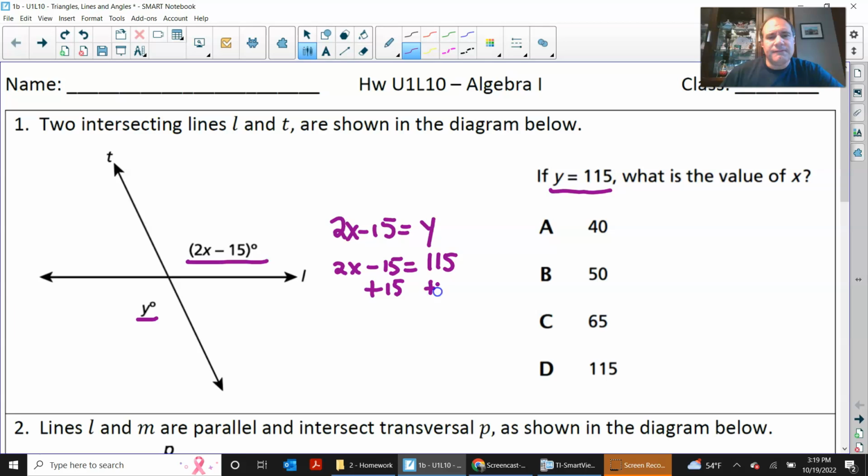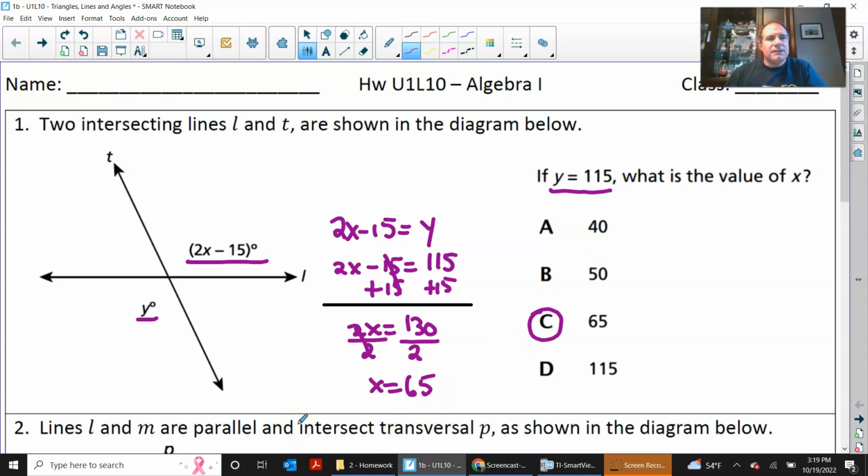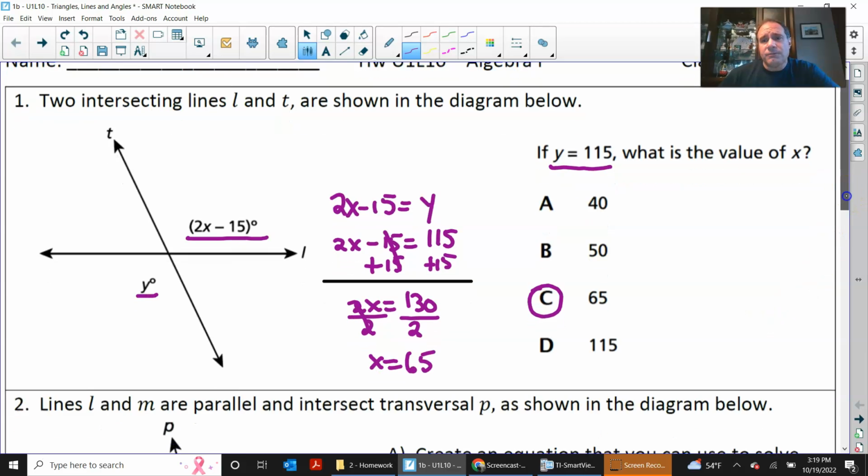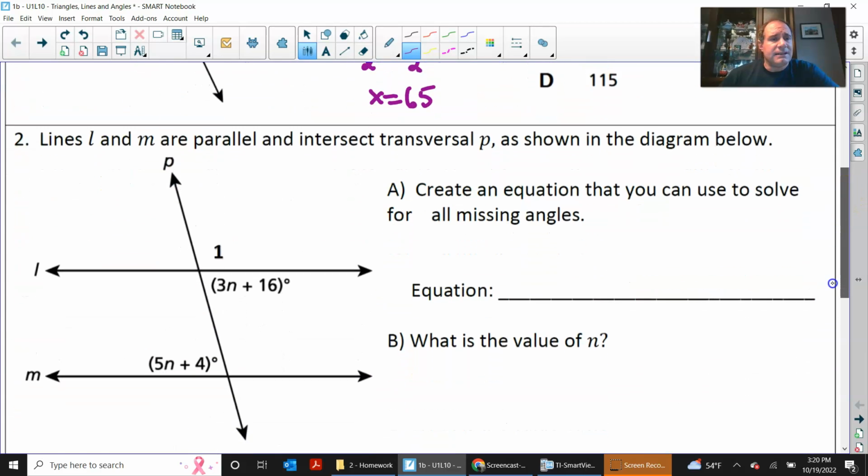And then I'm going to add 15, just solving for x. This cancels out, and you have 2x equals 130. Then when you divide by 2 on both sides, you get x equals 65, and that is your answer. X equals 65. They don't want you to substitute in and get the actual angle measures, so they just want the value of x, and we did get the value of x.